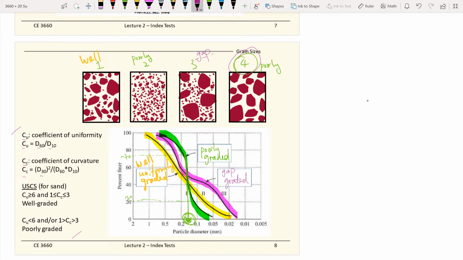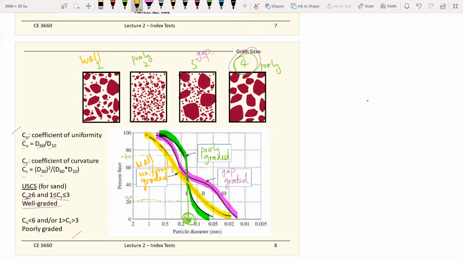So after you calculate the C sub C and C sub U, the ASTM standards define that in order to be well graded, your C sub U needs to be greater than 6, and C sub C needs to be between 1 and 3. If you fulfill those two criteria, your soil sample on the grain size distribution curve is well graded. You can imagine that if you fulfill these two conditions, you will have a kind of constant slope.